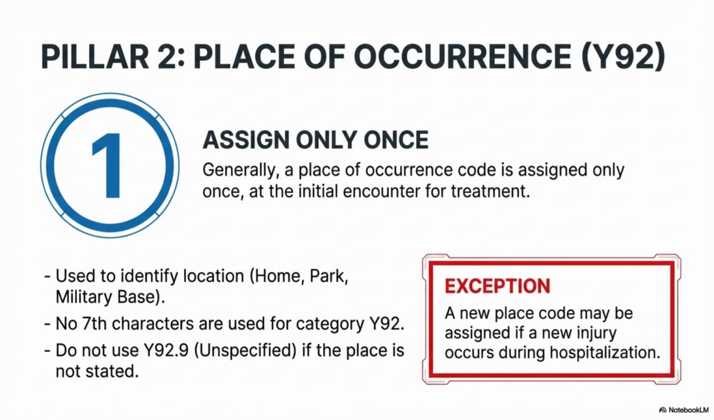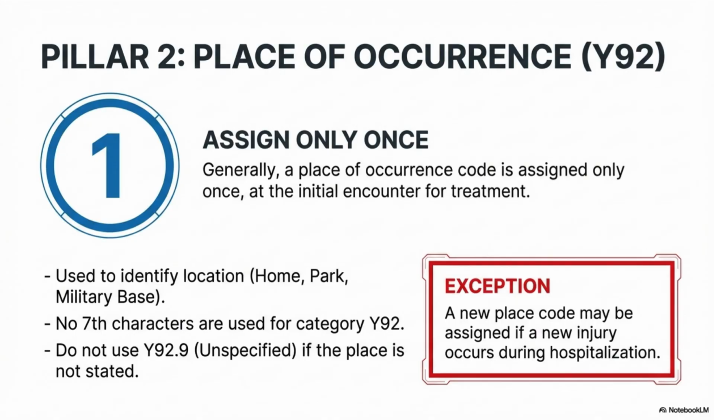Pillar 2 is all about the place of occurrence. Essentially, where did the event happen? Was it at home, at school, in a parking lot, at a park, or on a military base? This code gives us the environmental backdrop of the injury, which can be really important for understanding patterns and risks.